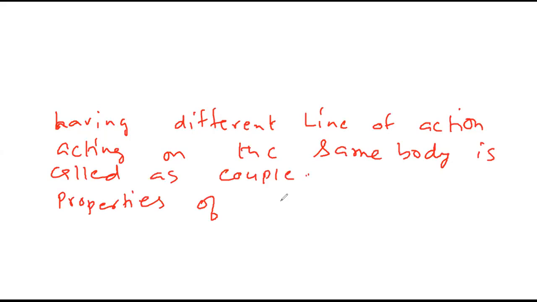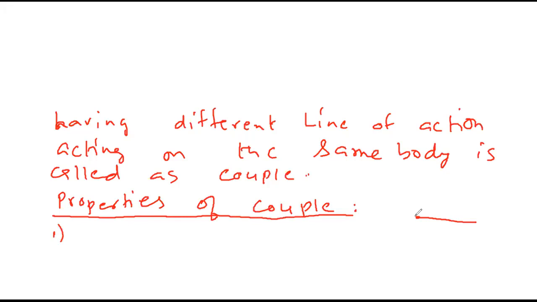Properties of couple. First, suppose I fix a body here, this one rod fixed here, also called pivoted, and I apply force. Which type of motion will it perform? Translation or rotational? Rotation, but natural.